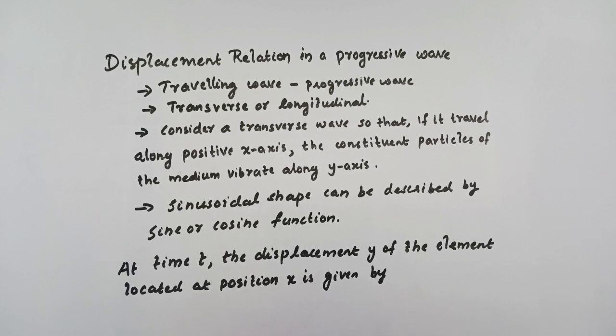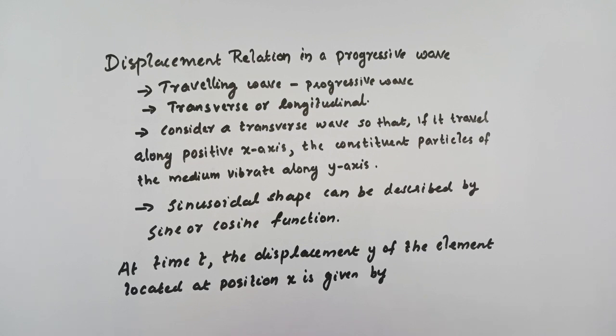Okay, a travelling wave is also referred to as a progressive wave. That is, we can say a progressive wave is a travelling wave. It may be transverse or longitudinal. You can consider any wave as a travelling wave, transverse or longitudinal. Okay. Now consider a transverse wave. So that if we travel along positive x-axis, the constituent particles of the medium vibrate along y-axis. That is perpendicular to the direction, as we have discussed in the topic transverse wave.